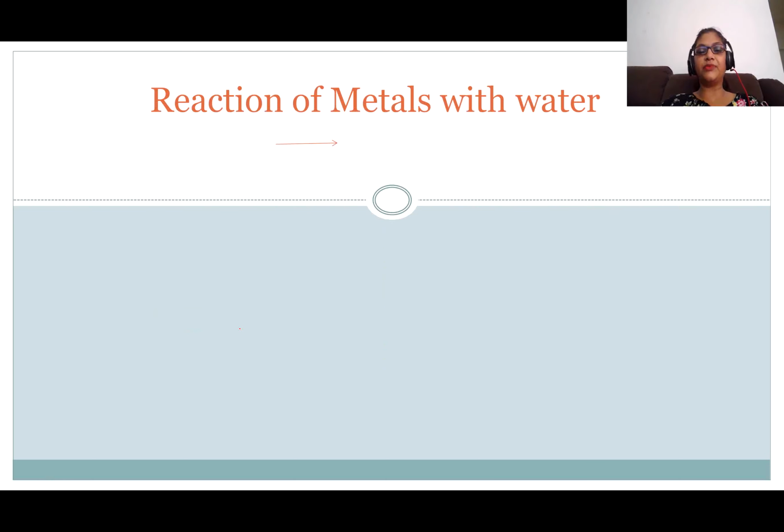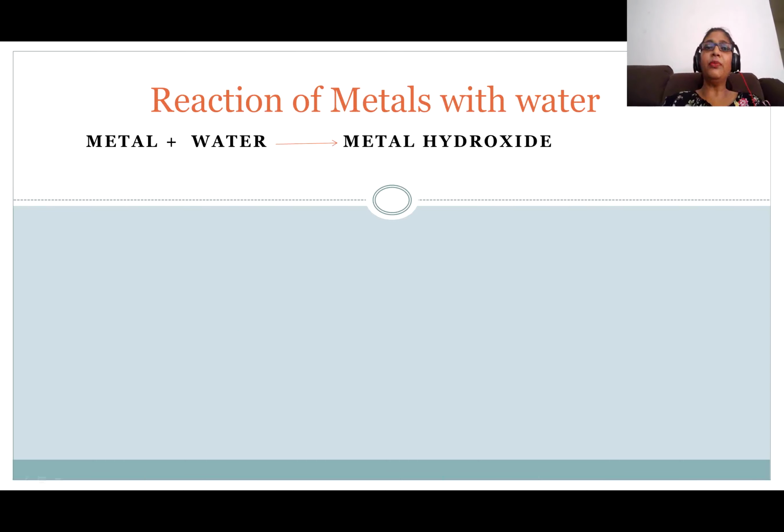Let's move to the next property, reaction of metals with water. Now how are metals going to react with water? Again, the reactivity of metals depends upon their order of reactivity. For that you should know the reactivity series, and for the reactivity series you can refer to my other video on displacement reactions. So metal plus water always forms the metal hydroxide, irrespective of any metal.